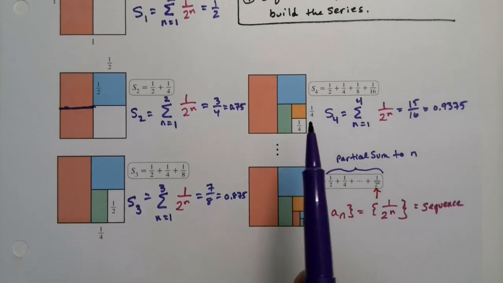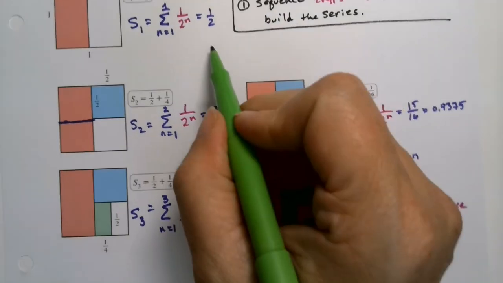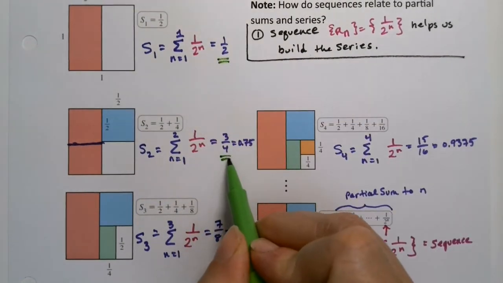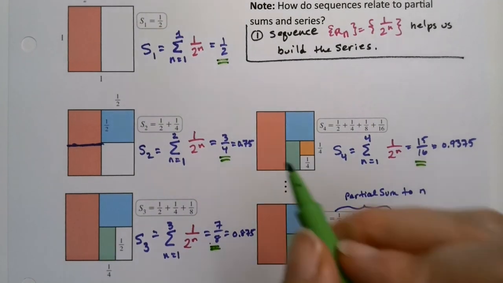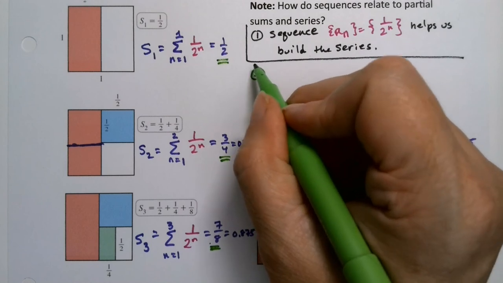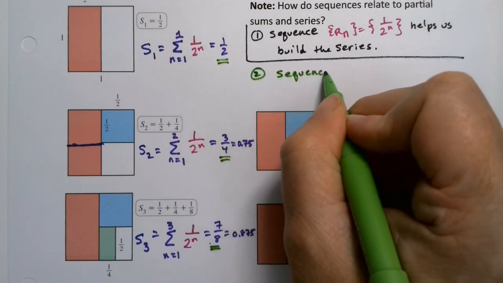Now, there's a new sequence getting built. Can you see it? Let's take these numbers, a half, 3/4, 7/8, and 15/16. They're developing a new sequence, so that's part 2. So there's a new sequence of those partial sums.